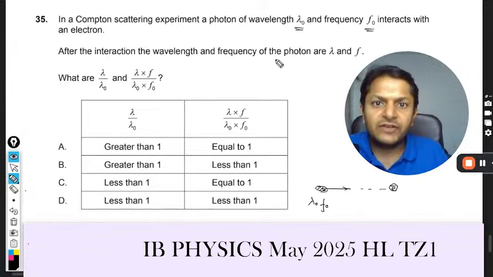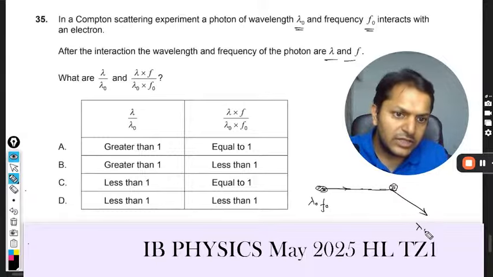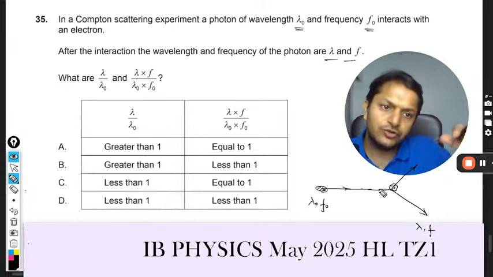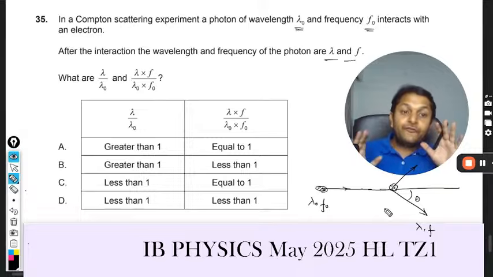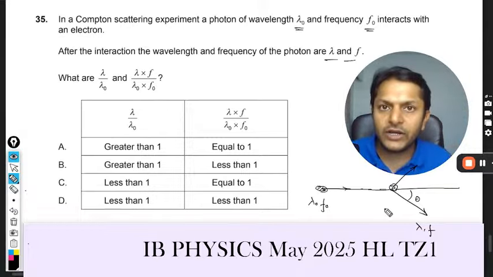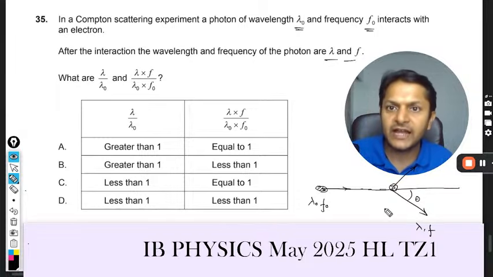After interaction, the wavelength and the frequency change to lambda and f. It means it goes here and then it gets scattered. So now the wavelength and frequency become lambda and f. Of course the electron will be pushed in some other direction. The deviation, or the scattering angle for the photon, you can take as theta. The formula for the Compton effect is present in the data booklet. If you don't remember it, you can always refer to the data booklet, no problem with that.